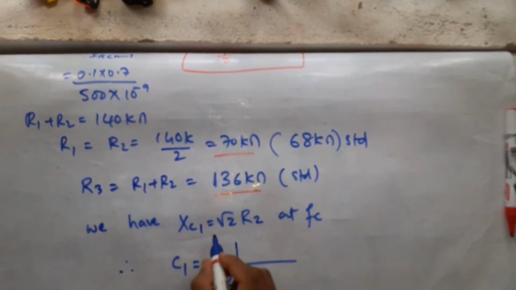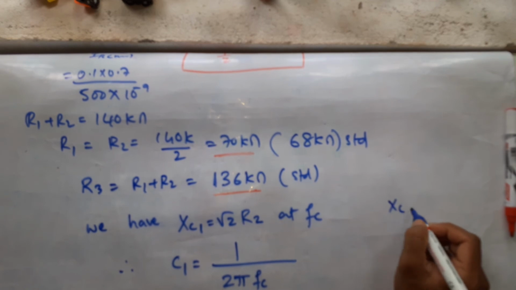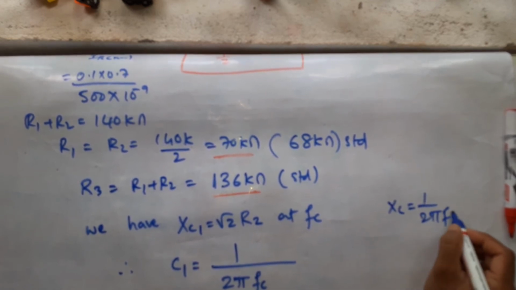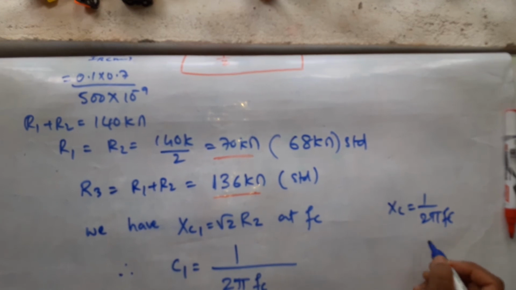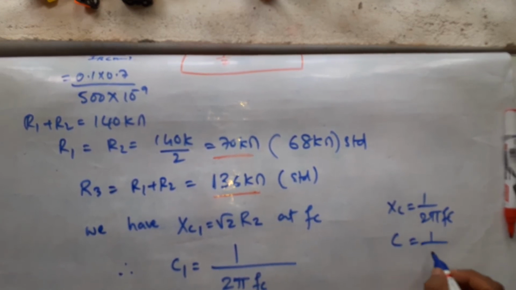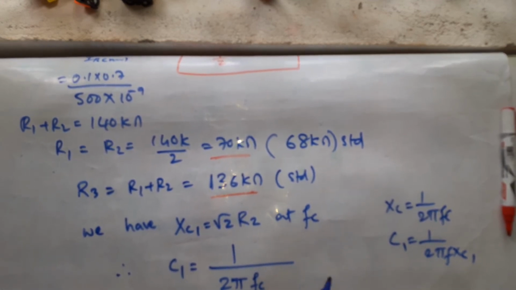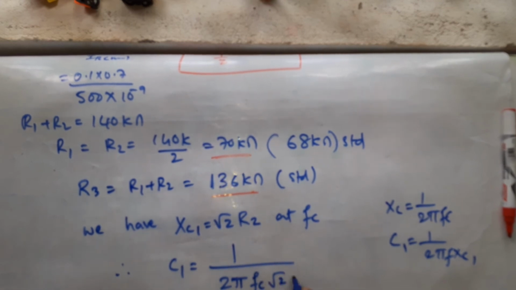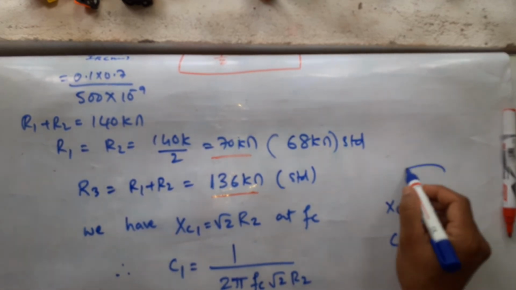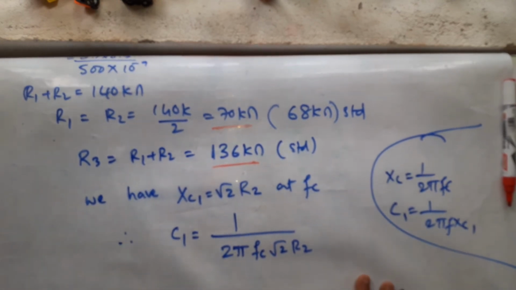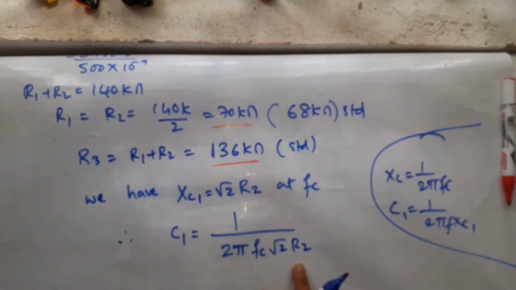What is XC1? This is from basics. We know that XC equal to 1 over 2 pi f C. You know this, right? This is from basics. So I have taken here C equal to 1 over 2 pi f XC. Here XC becomes XC1, C becomes C1. Same thing is written here. So here XC1 is equal to root 2 R2. Do we have all of this? FC we have, R2 we have. We will get C1 value here.